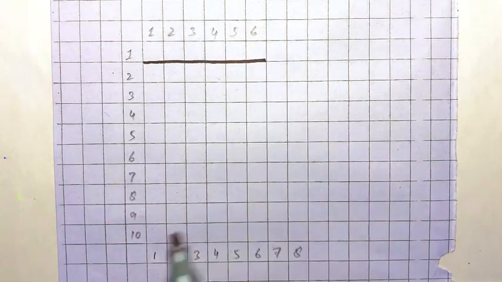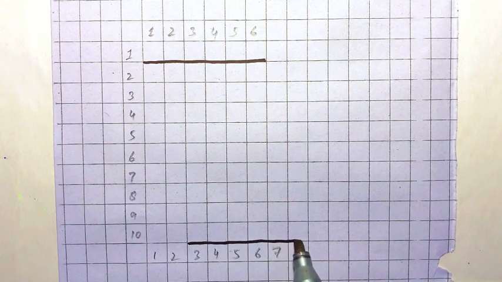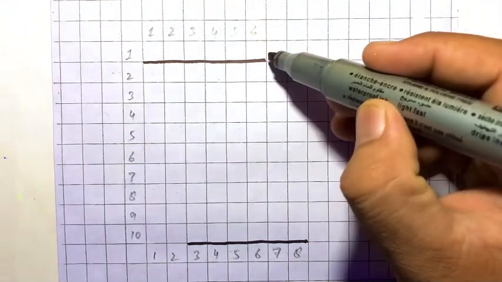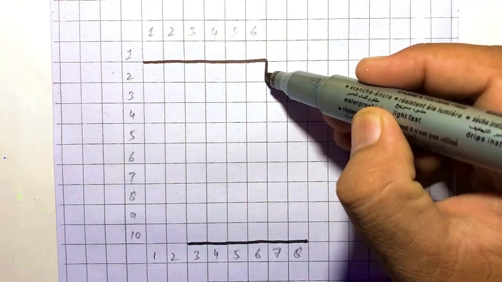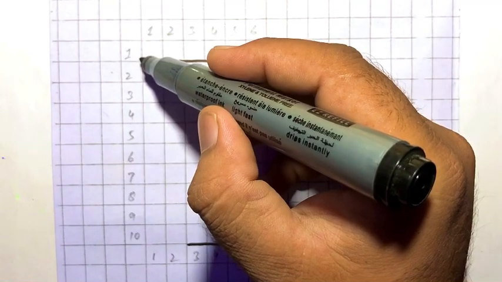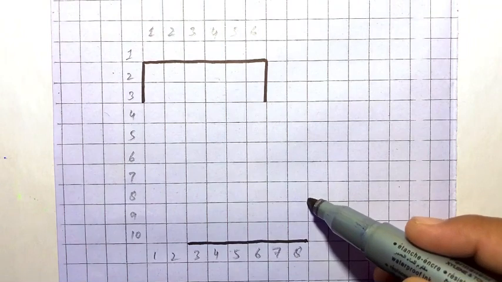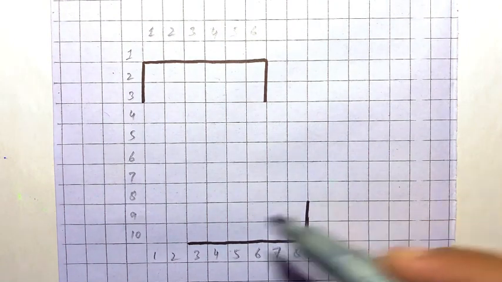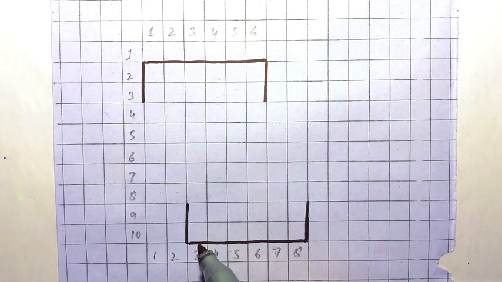First 6 lines, and from second to 8 on 6 lines, 1, 2, 3, 4, 5, 6. Another 2 lines in downside, from there to line downside, 2 lines upside, same like this upper side.